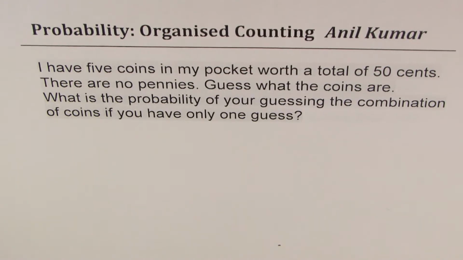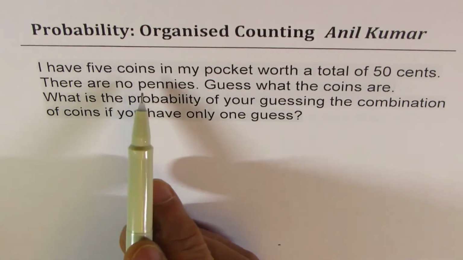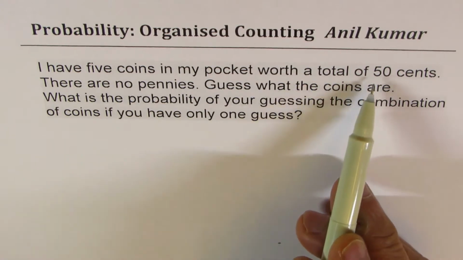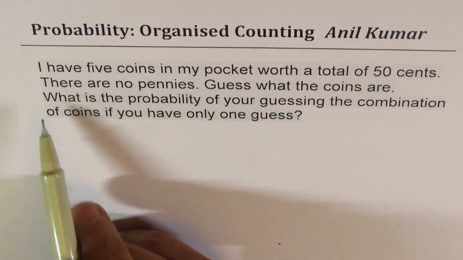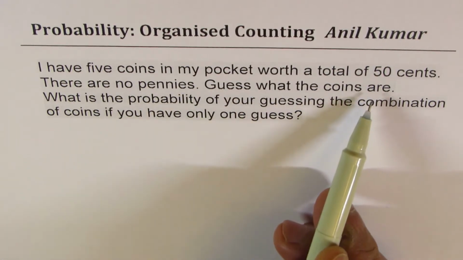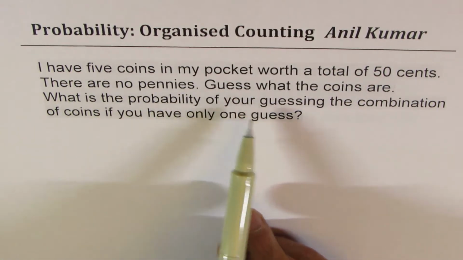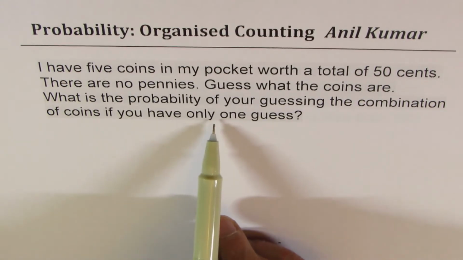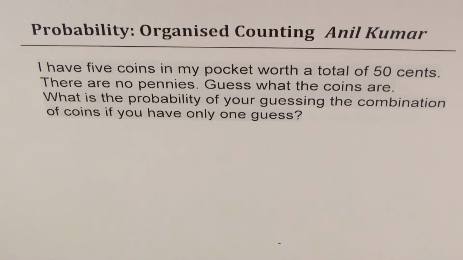Thanks for the request. The question here is, I have 5 coins in my pocket worth a total of 50 cents. There are no pennies. Guess what the coins are. What is the probability of your guessing the combination of coins if you have only one guess?